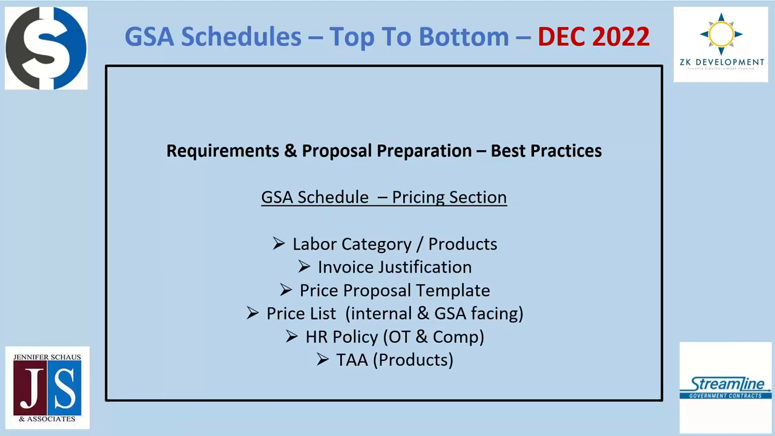Your pricing section is going to list, if you're providing professional services, your labor categories, or your products, or if you've got software, you'll list your software solutions there. You'll have to have an invoice for each and every line item that you're proposing. So if you're selling glow-in-the-dark disco bulbs, you will need to have an invoice to show that you have sold this product in the past. If you're selling project management services, then you will need an invoice that shows that you have sold this service in the past.